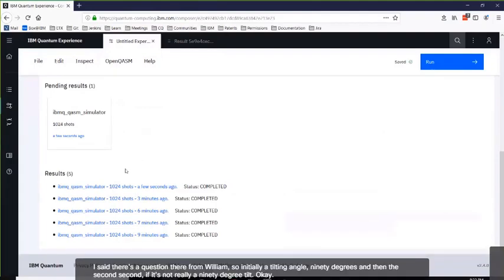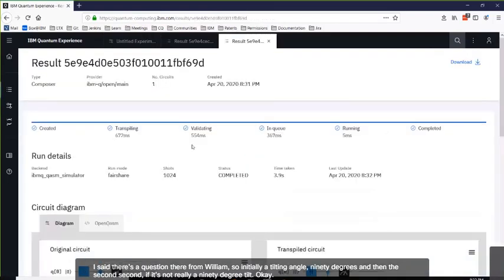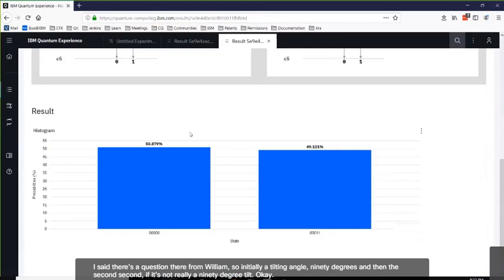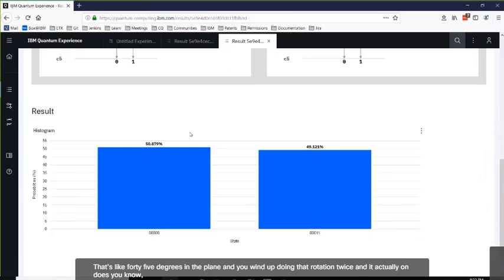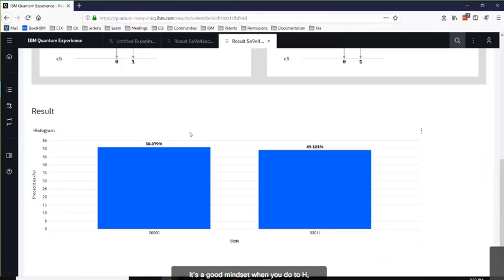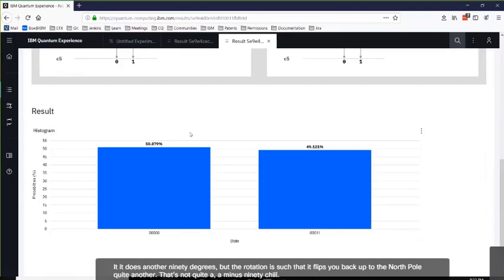I see there's a question there from William. It said, so initially it tilts an angle of 90 degrees, and then the second H gate. It's not really a 90-degree tilt, okay? It's actually a sequence of two rotations, essentially about an axis that's like 45 degrees in the XZ plane. And when you do two H-gate rotations like that, it does another 90 degrees, but the rotation is such that it flips you back up to the North Pole. So it's not quite a minus 90 tilt. It's the same tilt, but two of those rotations cancel each other out. That's the way to think about it, William.